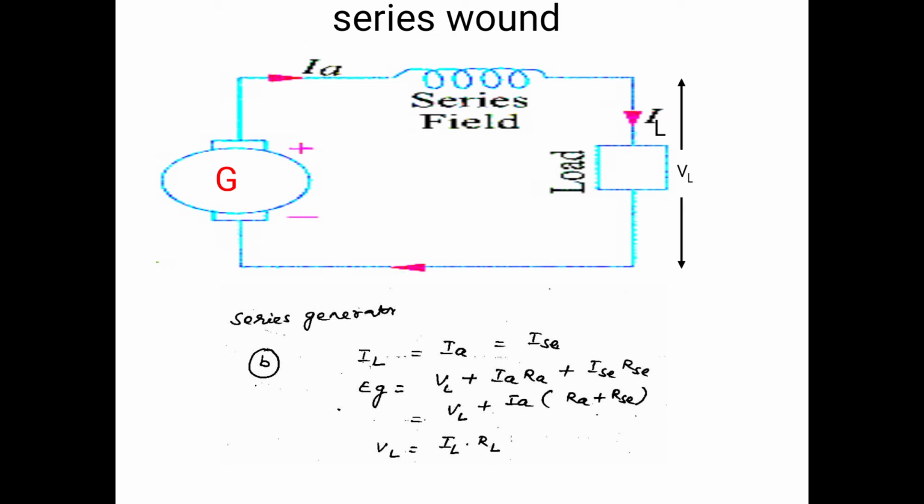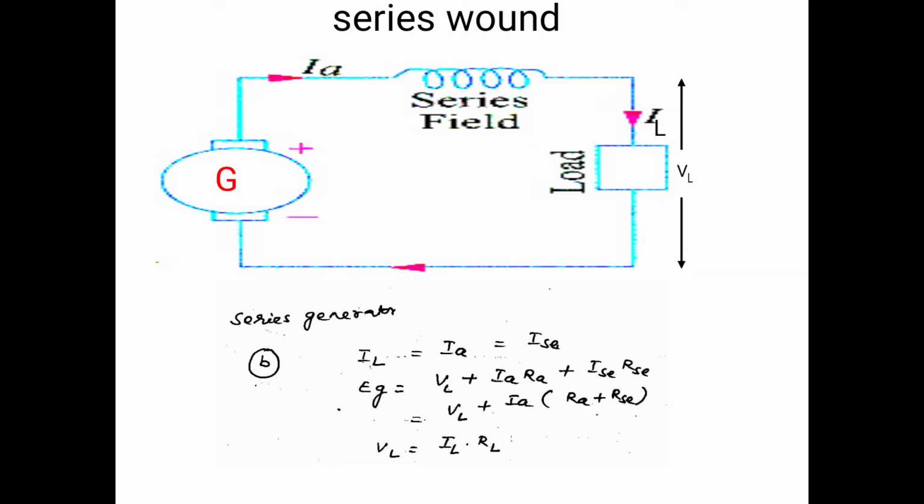The voltage across the armature winding is called the generated EMF. The armature winding voltage consists of three voltages: the generated voltage, the brush contact drop, and the armature resistance drop. So this combination of voltage equals E minus IA into RA minus BCD. Next, this is the series field winding. The series field winding also has some resistance value. If resistance is there, it automatically has some voltage drop.